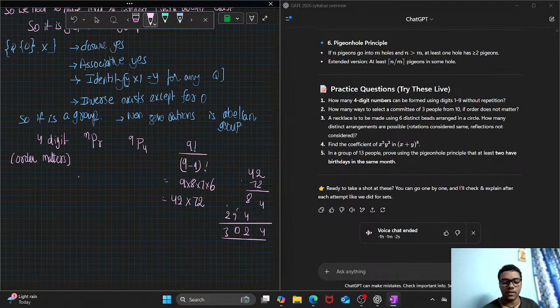How many ways to select a committee of 3 members from 10 if order doesn't matter? So order doesn't matter means that it is a combination. From 10, there are 10 people actually.